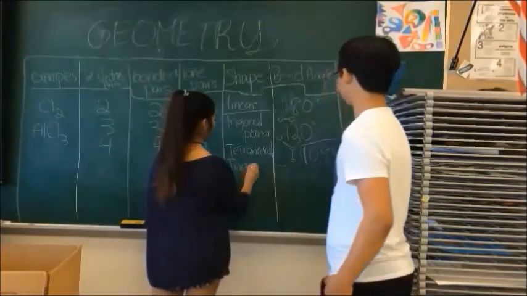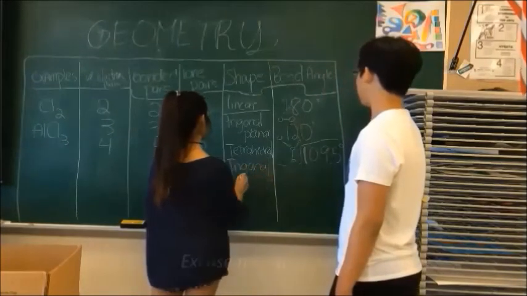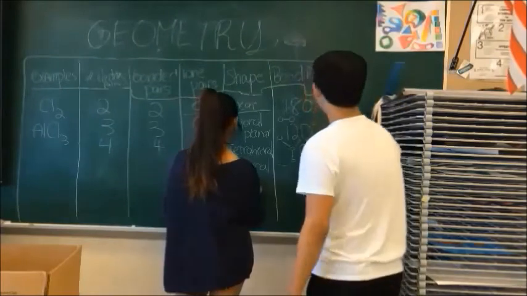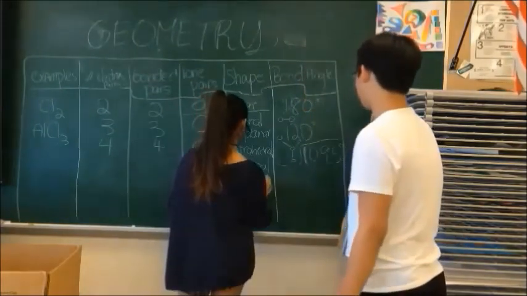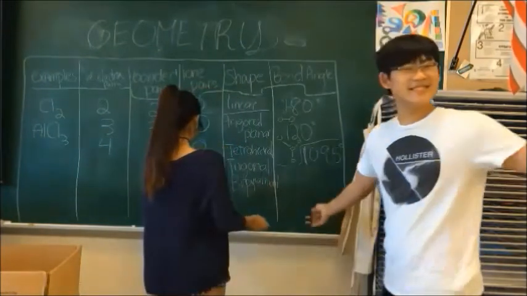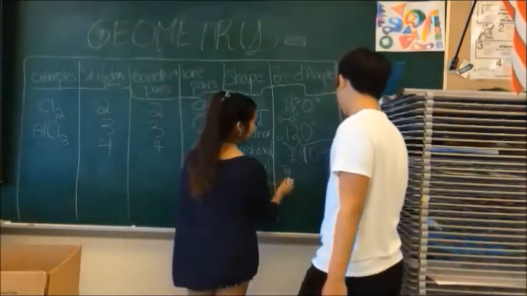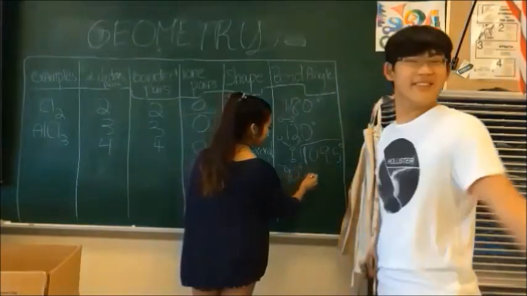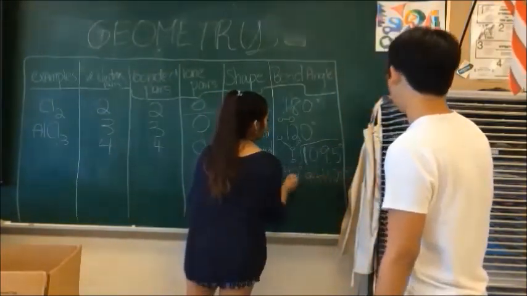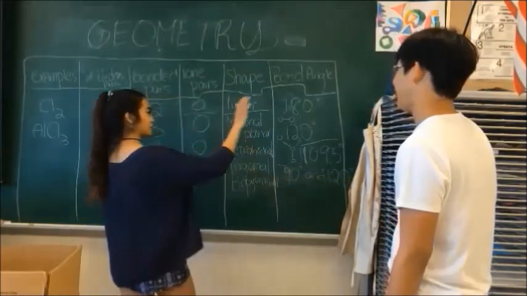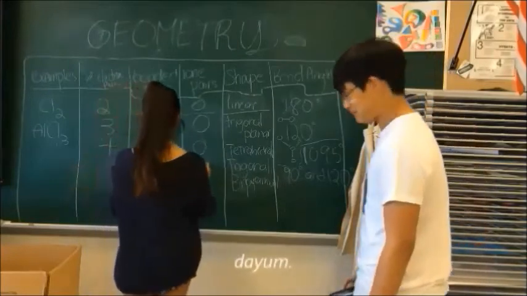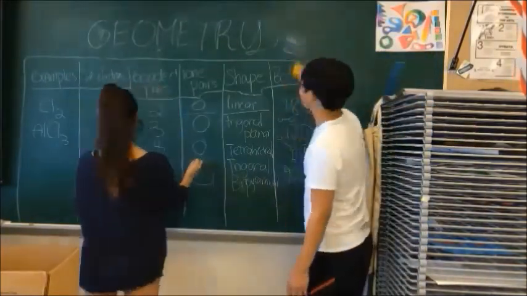Trigonal pyramidal. Trigonal bipyramidal, with bond angles of 90 degrees and 120 degrees. Why does it have two different bond angles? The reason it has 2 different bond angles is because of the position of the different bonded pairs.